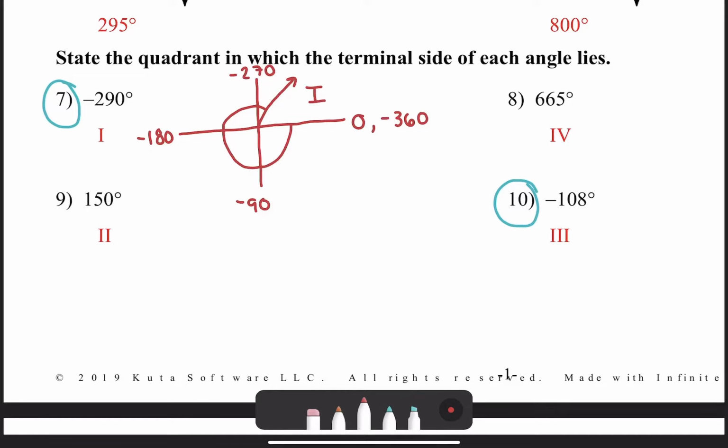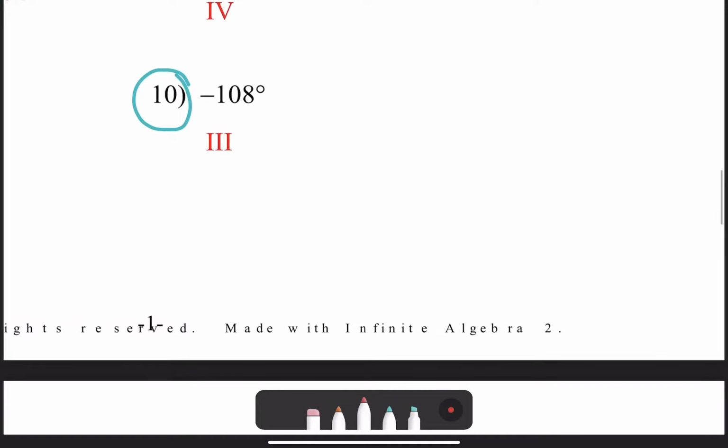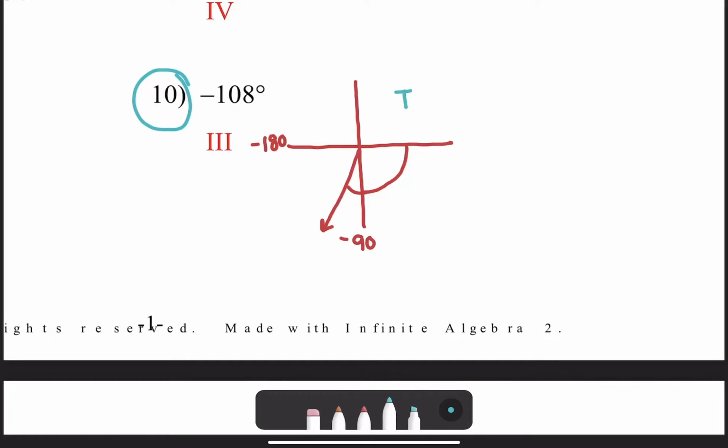You also asked about number 10. So in number 10, negative 108 degrees. What you're going to do again, we're going to be going clockwise now. So we're going to be going this way. If I go here, I'm at negative 90. If I keep going and I go to negative 180, that's too far. So I'm really just going to go 18 more degrees, so maybe somewhere over here. That means I'm in quadrant 3 because I'm at 1, 2, 3, 4. So in this case, I'm in quadrant 3.